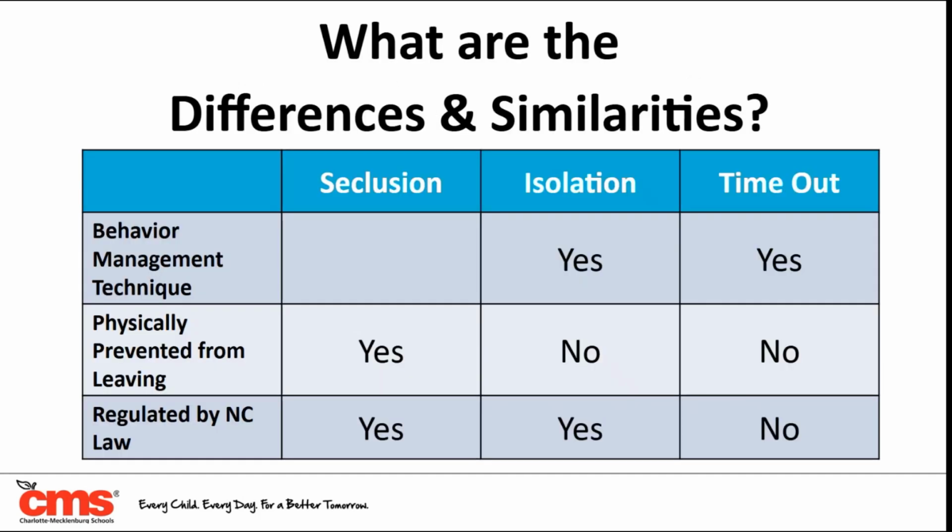What are the differences and similarities? Isolation and timeout are both behavior management techniques. Seclusion physically prevents a student from leaving, but isolation and timeout do not physically prevent a student from leaving. Seclusion and isolation are regulated by North Carolina law, but timeout is not.